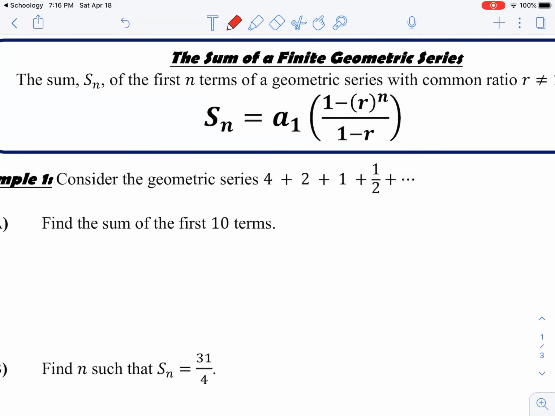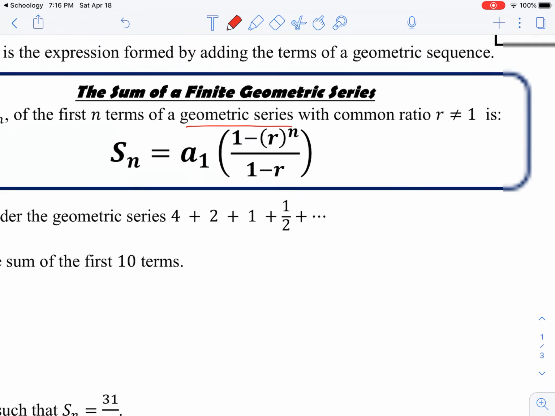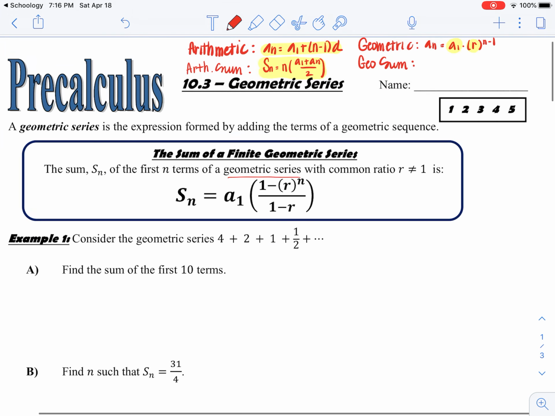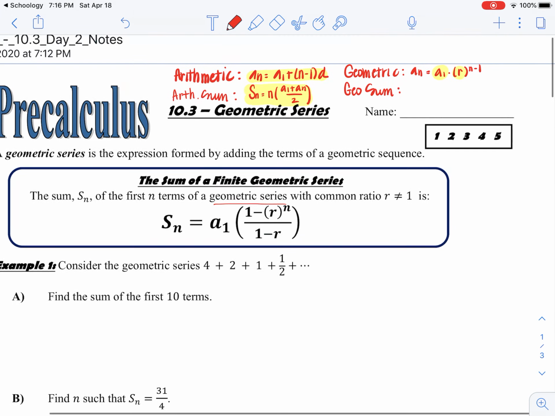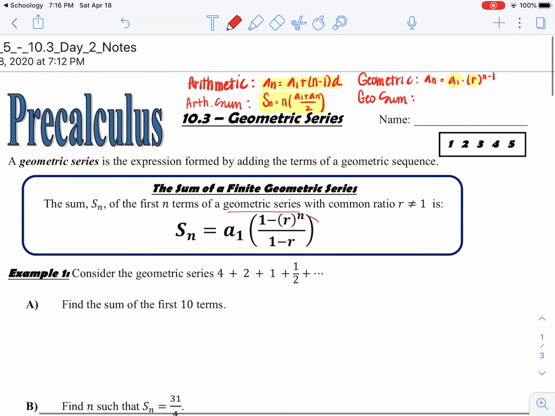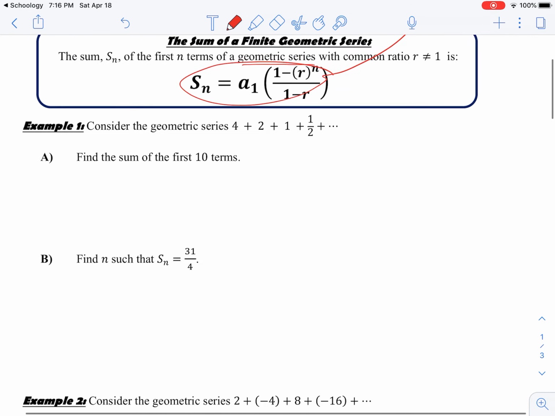Okay, so the sum formula for a geometric series is the first term times 1 minus r to the nth, divided by 1 minus r. So I could rewrite this down and put it here, but I'm not going to because that's just wasting time. Once again, this right here is your first term. And then r is your ratio. So what multiple is it differing by?